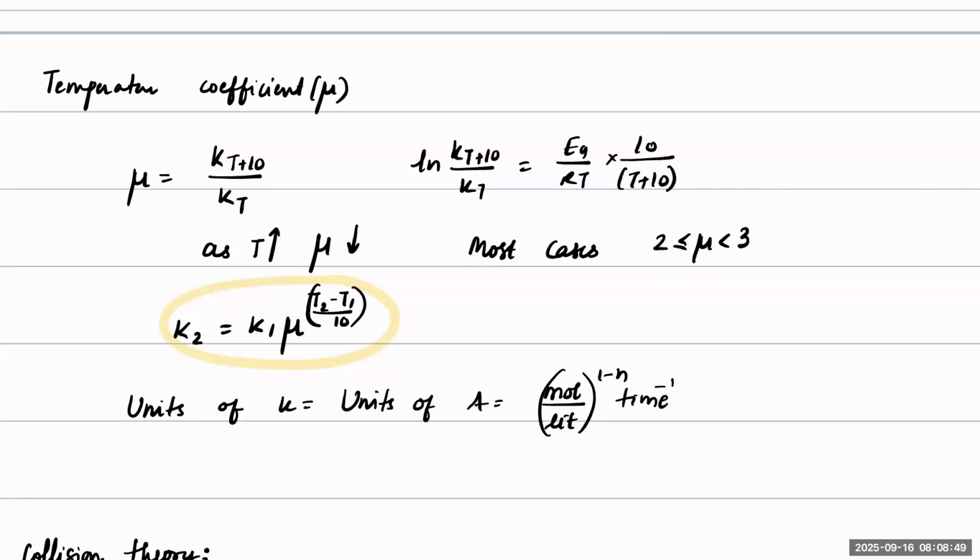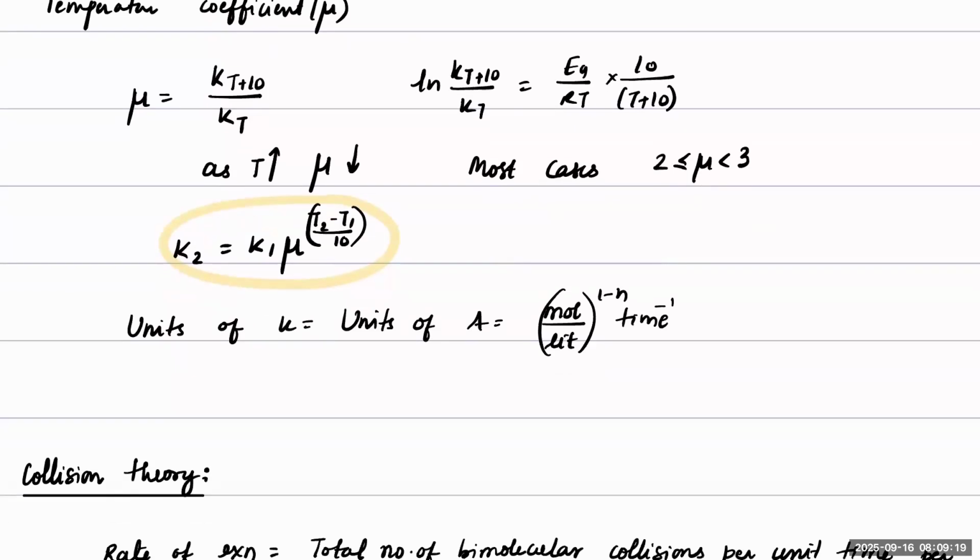Clear? The value of the temperature quotient itself is usually found between 2 to 3. Minimum is 2, maximum is 3. So if we take this for every 10 degrees of rise, the maximum change in mu will be 2 to 3 units. The rise of K2 can be written in terms of K1 into mu. But it depends upon what temperature you are talking about.